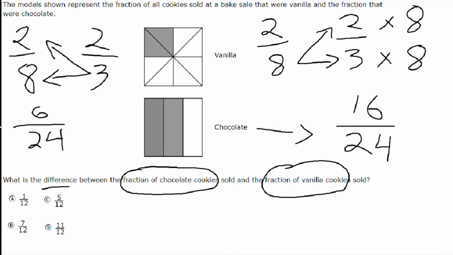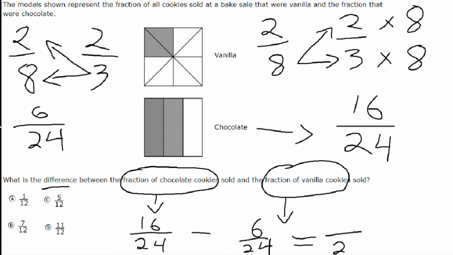All right, so chocolate right here is represented by 16/24. Vanilla is represented by 6/24. All right, now we subtract. When we're subtracting fractions, remember the denominator stays the same. So 24 is going to stay on the bottom. 16 minus 6 is 10.